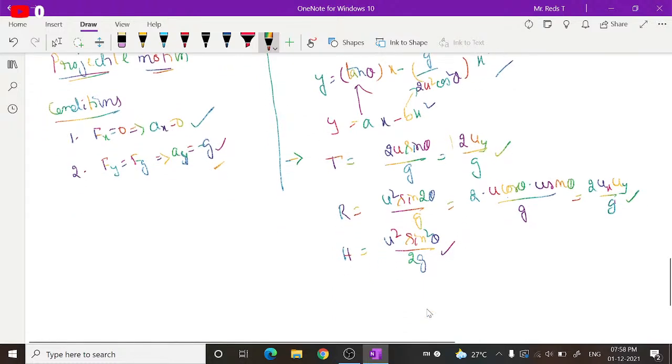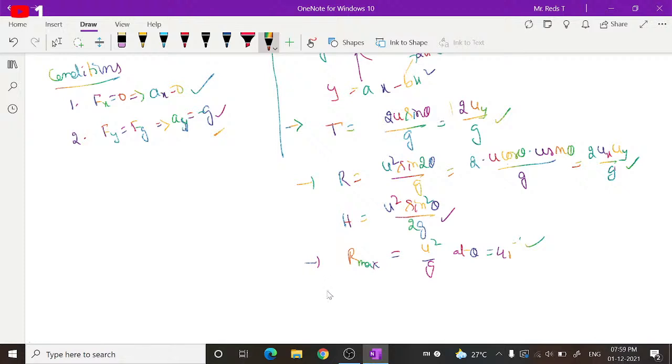Here a few more sub cases we will consider. One of them is maximum range, R max. Maximum range will be obtained at theta equal to 45. So maximum range is nothing but u square by g at theta equal to 45. This is the maximum range formula.